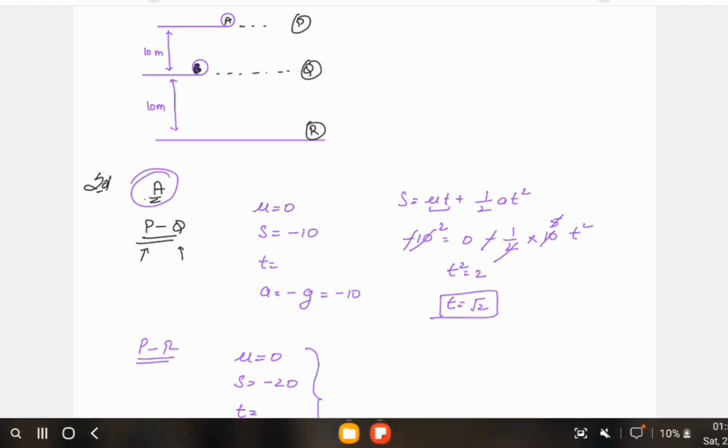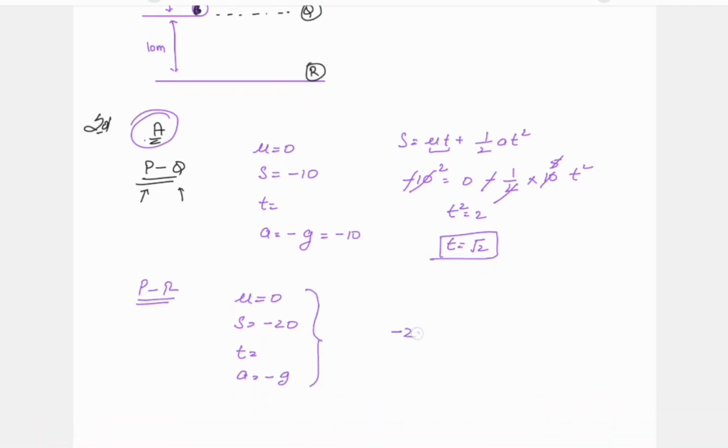Now use the equation directly. Minus 20 will be equal to 0, since initial velocity is 0, minus 1 upon 2, g is 10, t square. This is going to be 5. Minus and minus are cancelled. This is going to be 4 times, so t square is going to be 4, and t is going to be 2.